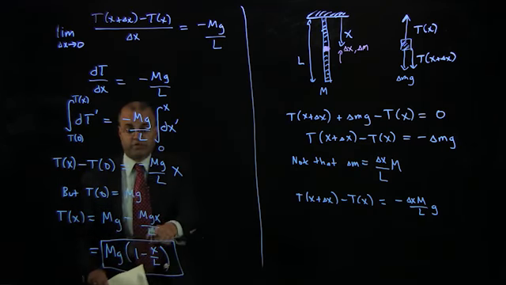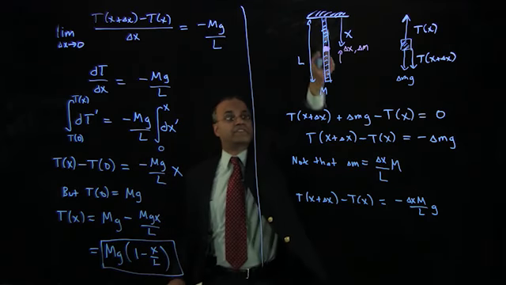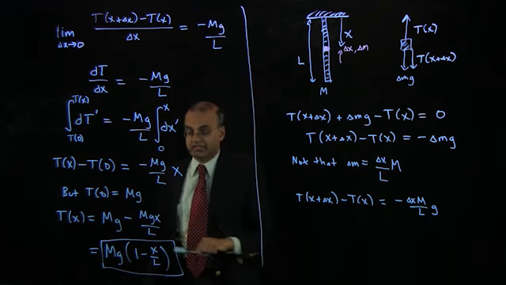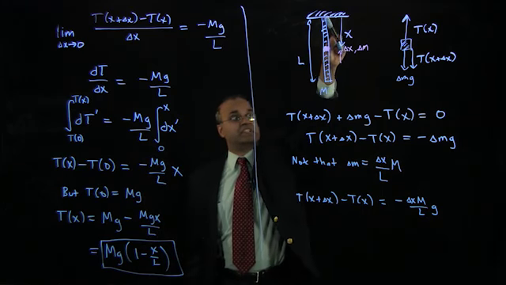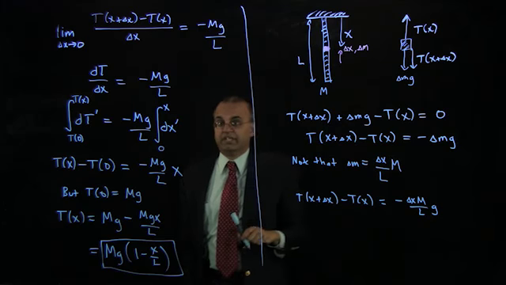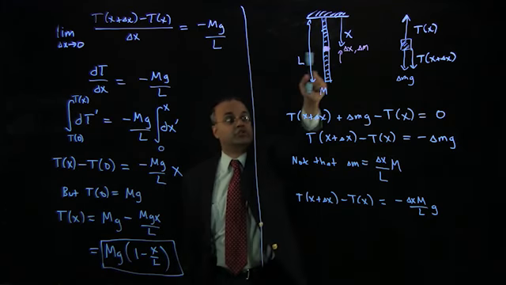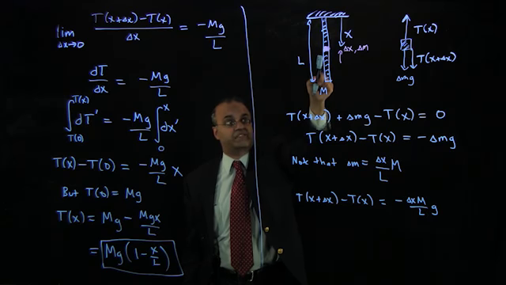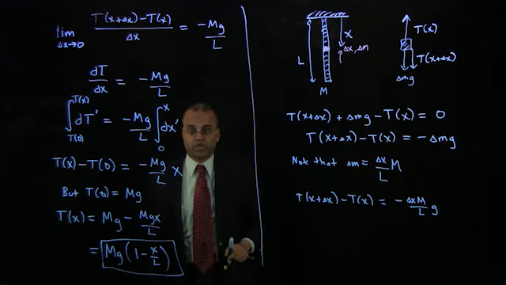Note again that if I put in x equals 0, I just get mg. If I put in x equals L, I get the tension is 0. And for any point in between, we see that the tension varies smoothly between mg and 0. This is exactly the same result we found earlier by just cutting the rope at x and asking how do we balance the weight of the remaining rope below that point.